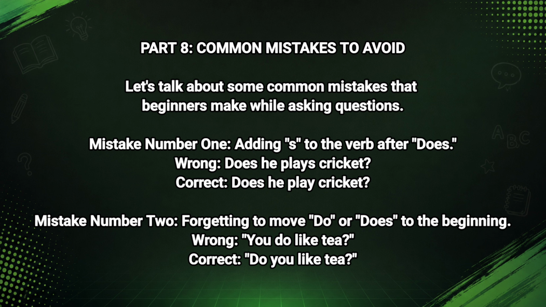Alright, now let's talk about some very common mistakes that beginners usually make while asking questions in simple present tense. Don't worry, these are small mistakes, but once you understand them, your English will improve a lot. Mistake number 1. Many students add s to the verb after does. For example, they say, does he plays cricket? But this is wrong. The correct sentence is, does he play cricket? So remember, after does, the verb should always be in its base form. No s.